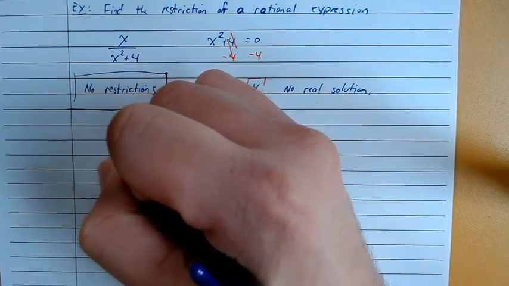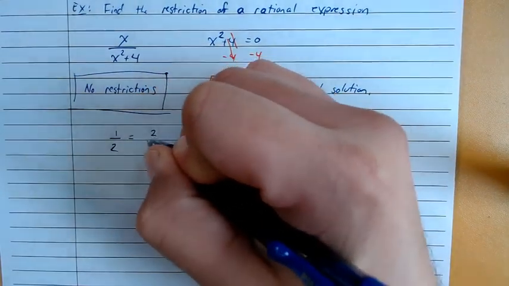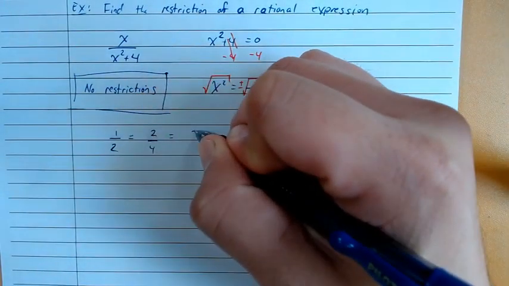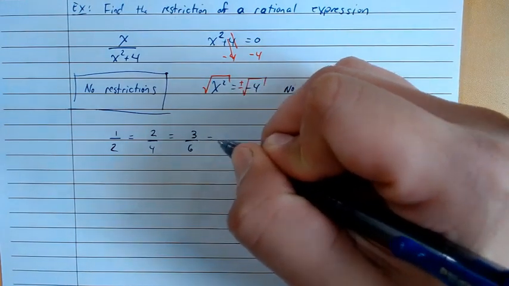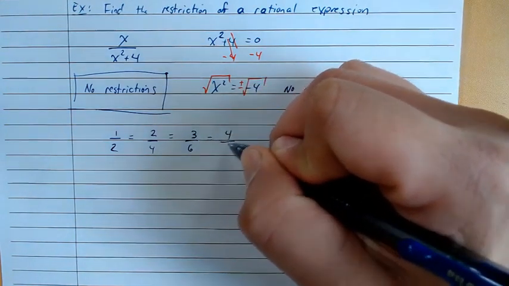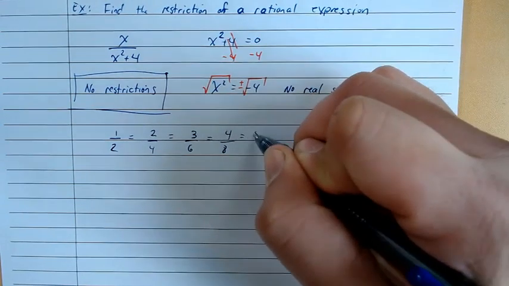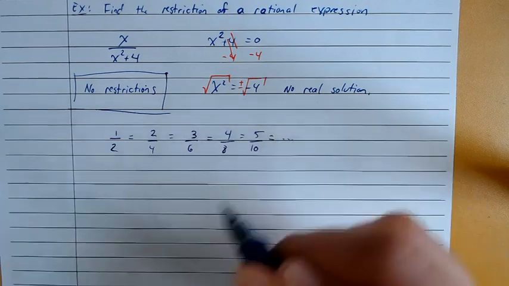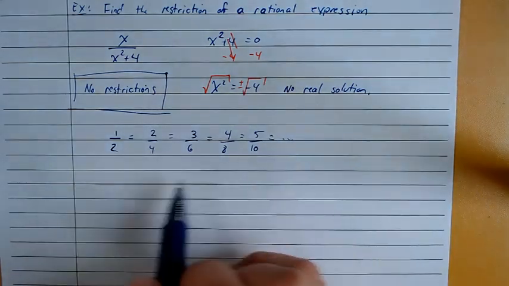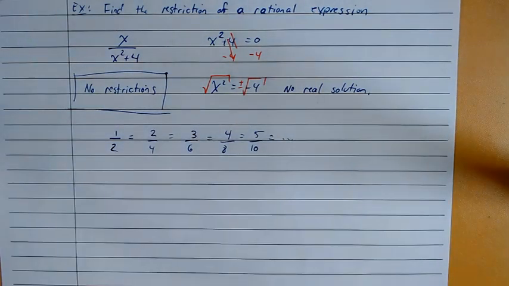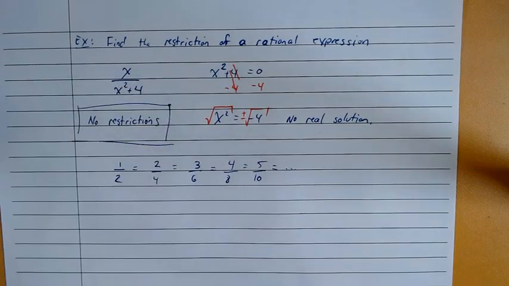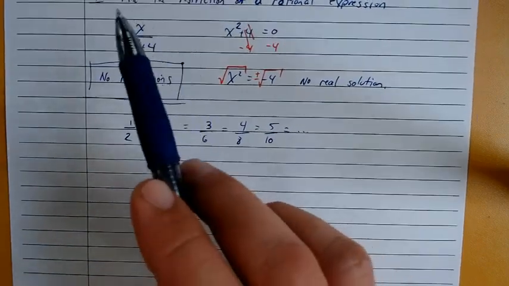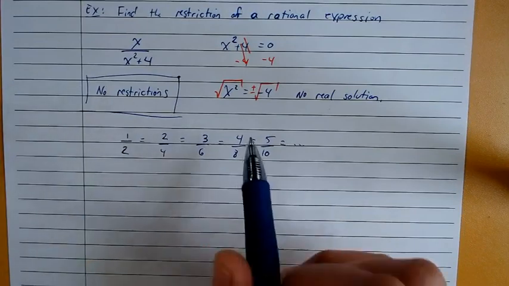For example, the number 1/2 is exactly the same as the number 2/4, is exactly the same as the number 3/6, is exactly the same as the number 4/8, which is the same as 5/10, and so forth and so on. There's lots and lots of ways of writing any individual fraction, and these all mean the same thing even though they're written differently. Well, the same thing will be true of rational expressions. There are different ways of writing a rational expression.